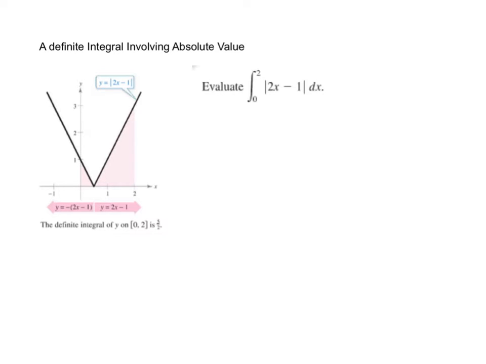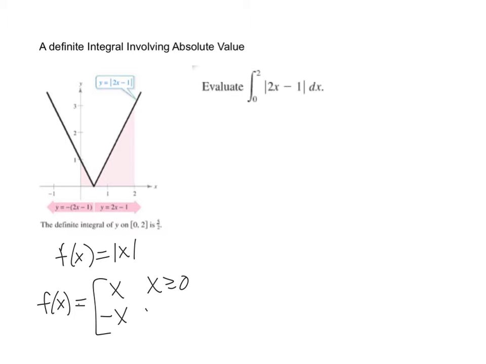But the analytical method to this is based on the definition of absolute value. So if f of x is equal to the absolute value of x, it's really a piecewise function. And it says that x is positive where x is greater than or equal to 0, and x is negative when x is less than 0. Okay, so that's the definition of absolute value.